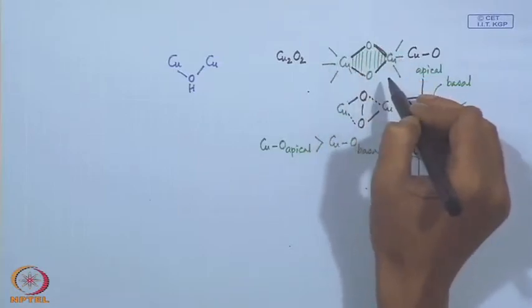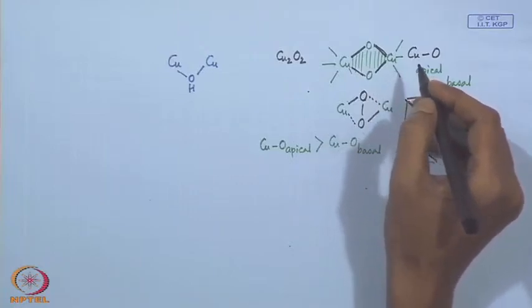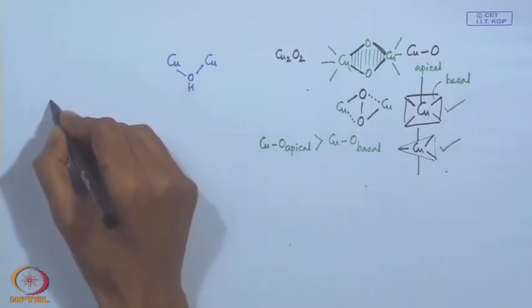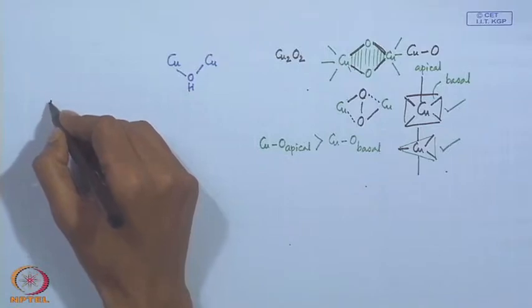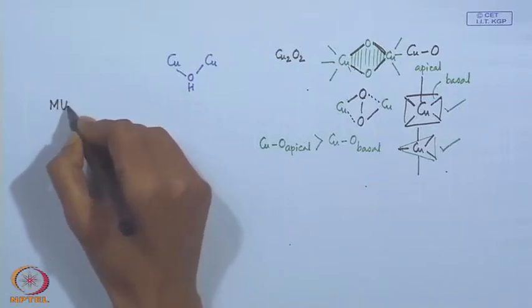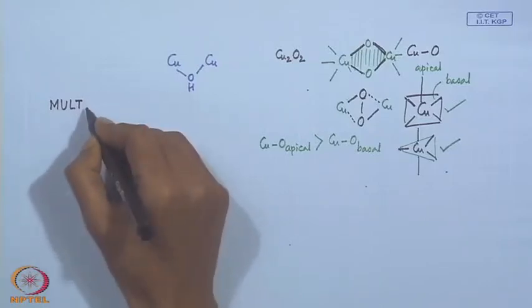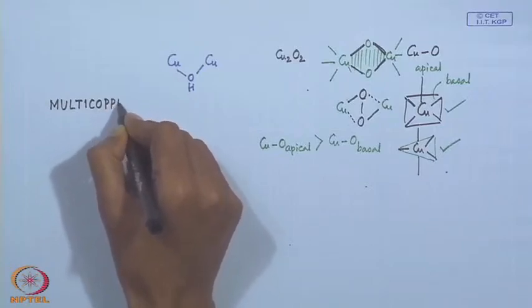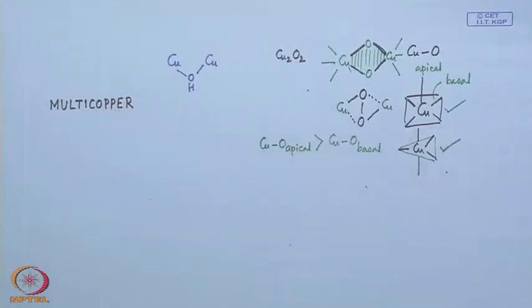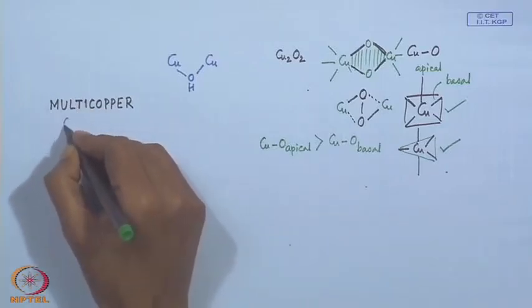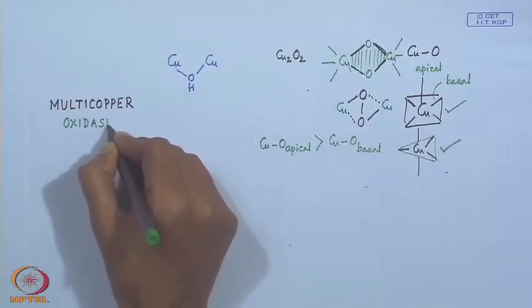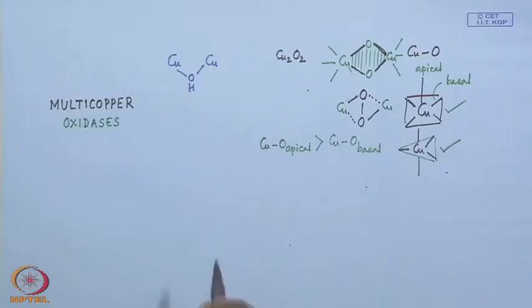This asymmetric geometry will tell you, and if we want to characterize this, particularly this type 3 copper is a basic component of some particular proteins which we call multicopper proteins or multicopper oxidases, such as ascorbic acid oxidase, ascorbate oxidase and others.